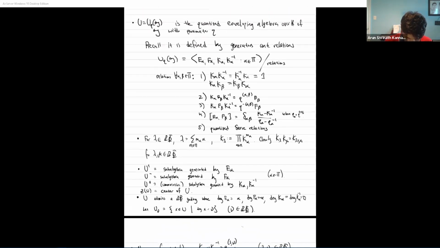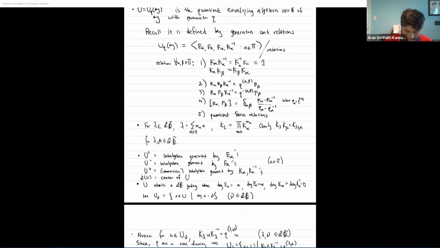Okay, so we'll let U plus denote the subalgebra generated by the E alphas, U minus the subalgebra generated by the F alphas. So I should maybe be plural here. And U zero will be the subalgebra generated by the K alphas and K alpha inverses. And then we'll let Z of U denote the center of U.